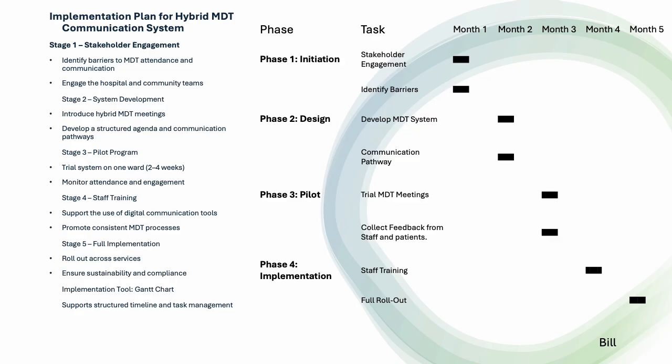A pilot phase is then used to test the system in practice and gather feedback. Staff training ensures that all team members are confident in using digital tools and following consistent communication processes. Finally, the system is implemented across services with ongoing monitoring. The Gantt chart provides a clear timeline for each stage, supporting evidence, effective leadership, organisation, and coordination of care, ultimately improving patient outcomes. Without effective leadership structures and implementation, communication issues are likely to persist, continuing to impact patient outcomes.